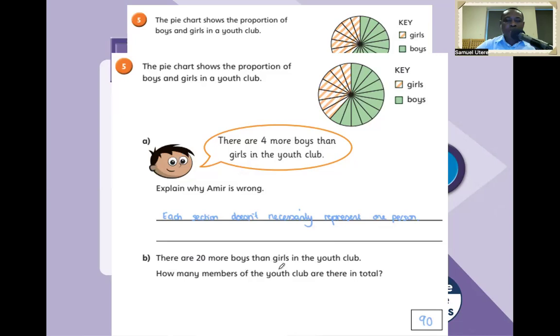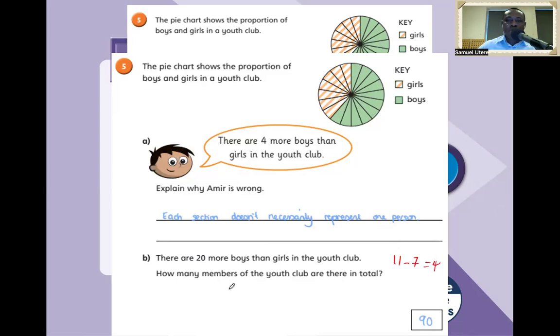Then here you're told there are 20 more boys than girls in the youth club. How many members of the youth club are there in total? So to do this, we'll say, well, there are 20 more boys than girls. We have here for the boys 1, 2, 3, 4, 5, 6, 7, 8, 9, 10, 11, right? And then here we have 1, 2, 3, 4, 5, 6, 7. So 11 minus 7 is 4, right?